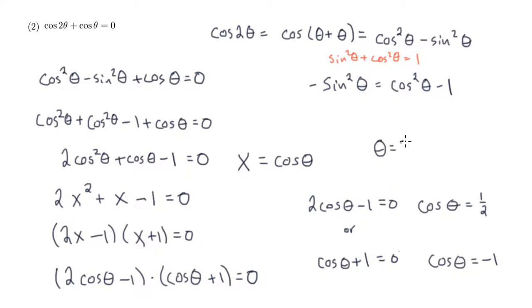We have pi over 3. That's going to give me 1/2. We have pi. That's going to give me negative 1. And then finally, we also have 5 pi over 3. That's again going to give me an x-coordinate of 1/2. So here are my solutions to this equation between 0 and 2 pi.